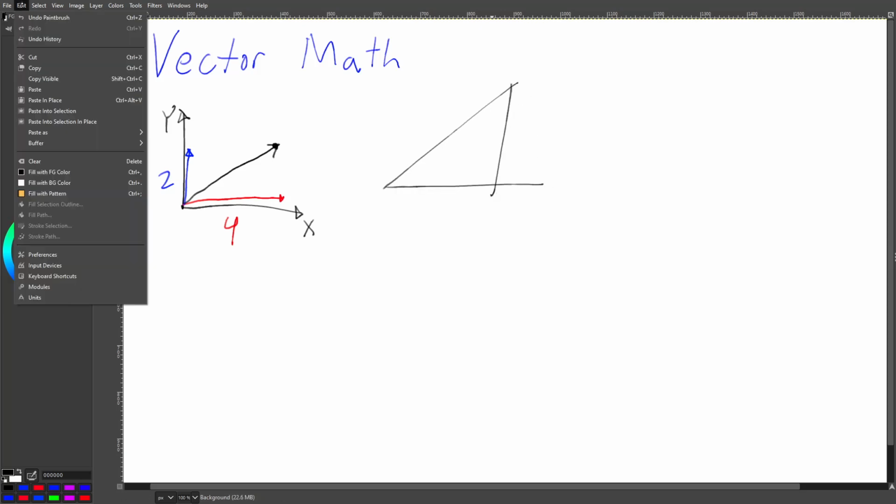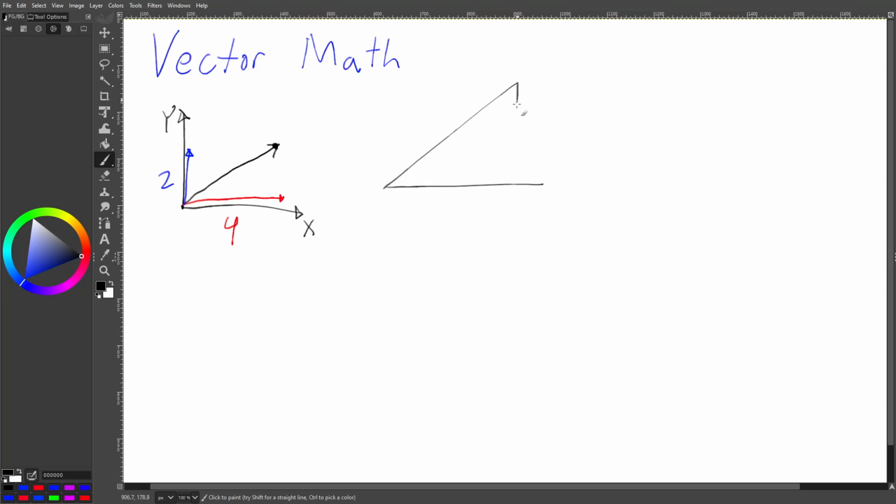That's a bad triangle. I promise I can draw straight lines. Okay, that's good enough. Right triangle. Here, I'll show you it's a right triangle by doing that. There we go.